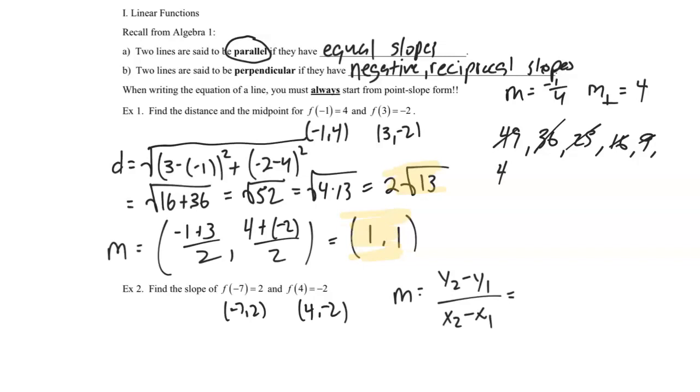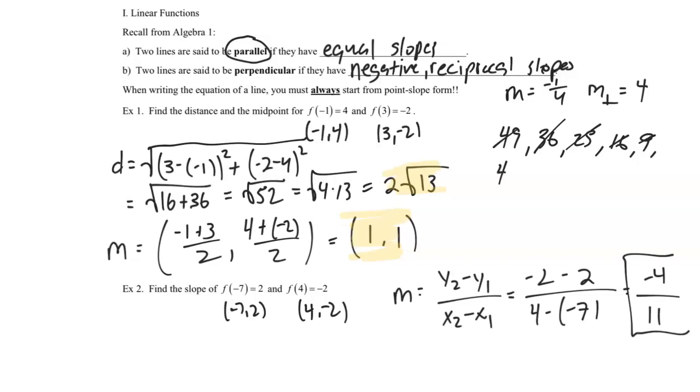So for the numerator, y2 is going to be -2, subtract y1, which is +2, and then divided by x2, which is 4, minus x1, which is -7. The numerator is going to simplify to -4, and then 4 minus -7 will equal 11, which will give you a slope of -4 over 11.